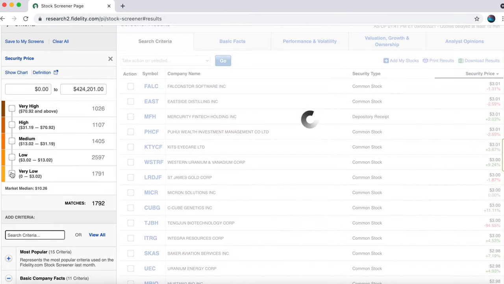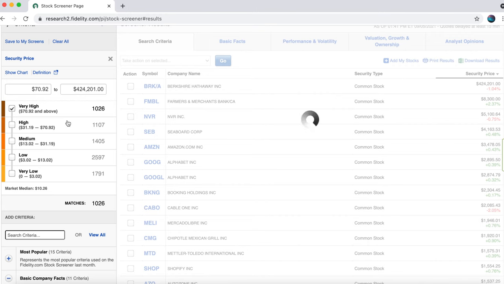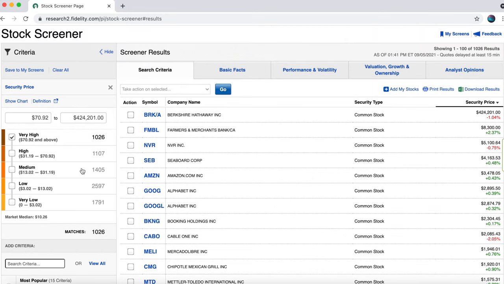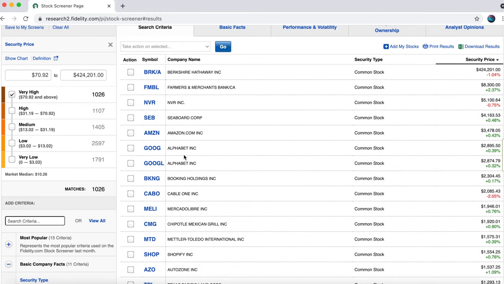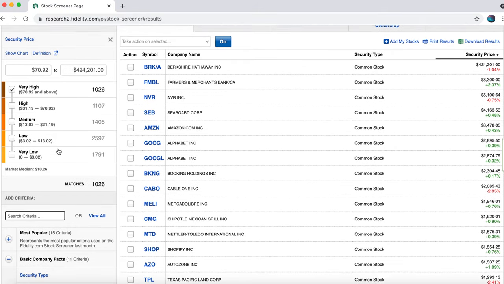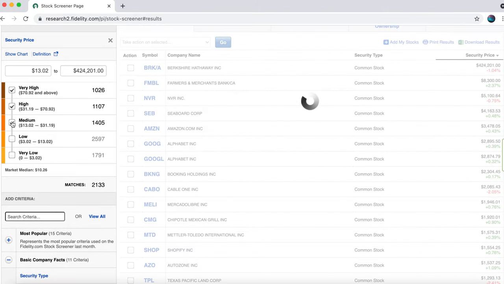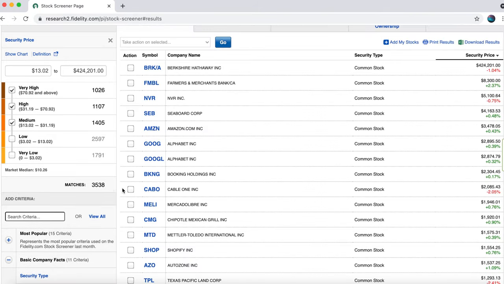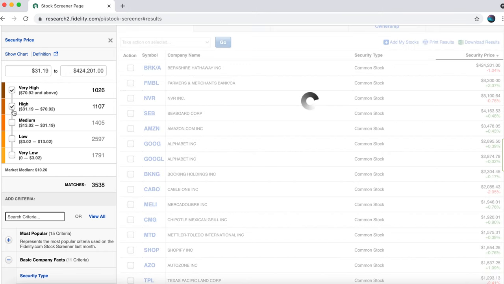If I want to do some more blue chip stocks, I can come to the very high priced stocks, and you can see like Google, Amazon, etc. So you can kind of click around, and it will filter everything, and all the matches for all your criteria are going to show up here. So this number might get higher or lower depending on what you click.